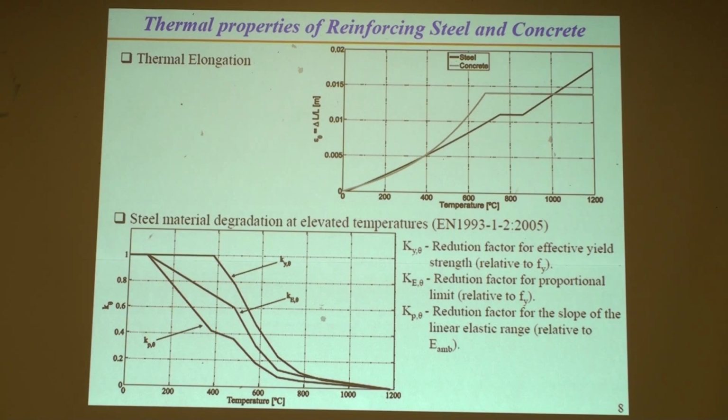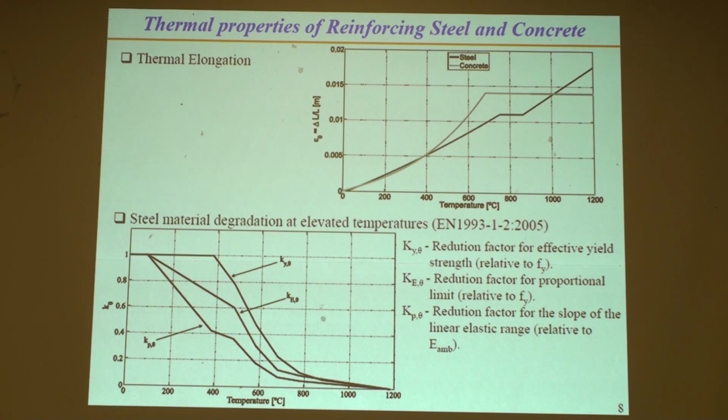Okay? If you look at just the very simple case of thermal elongation, this is the typical behavior for steel here in dark, and for concrete it's typically a curve like this. The curve for the concrete depends on what type of aggregates you have. So you have to be careful, if you want to do a performance-based assessment, about whether you are really modeling your structure. But for steel, this is the typical behavior.